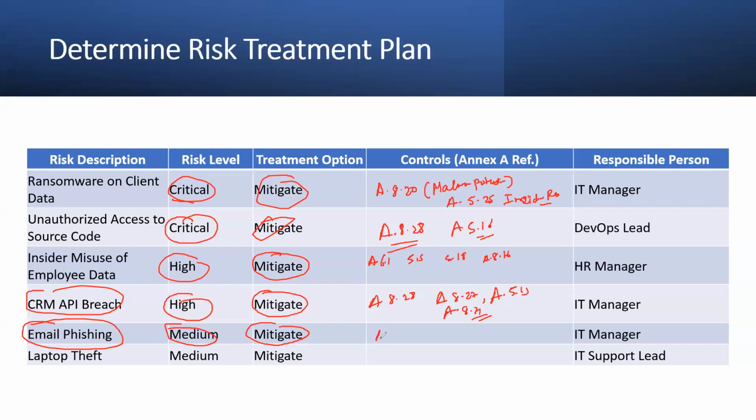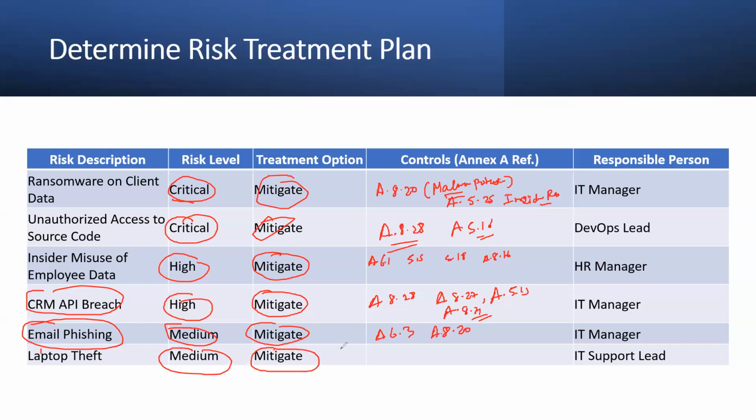So we have a dedicated control called information security awareness, A6.3, coming under the people controls. Educate and train, give security awareness to all the employees. You can potentially apply 8.20 as well, malware protection. So you can have such controls to mitigate email phishing. Laptop theft is sitting under medium, and we are going to mitigate this as well.